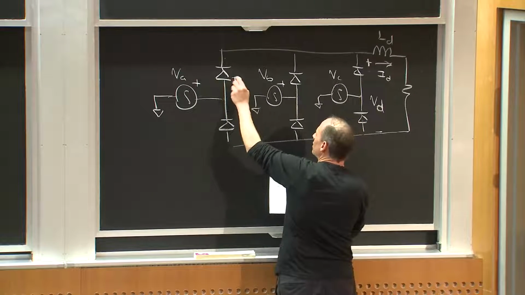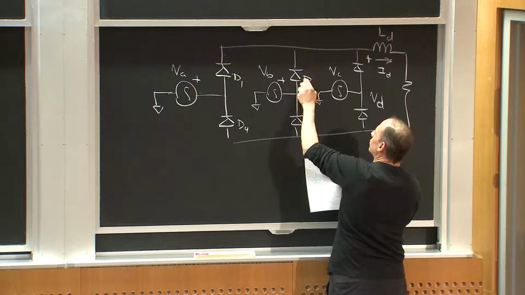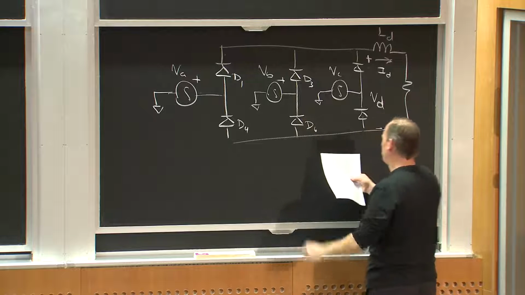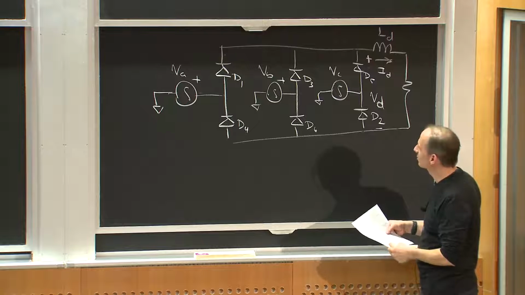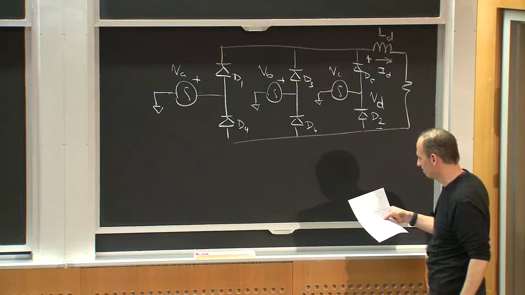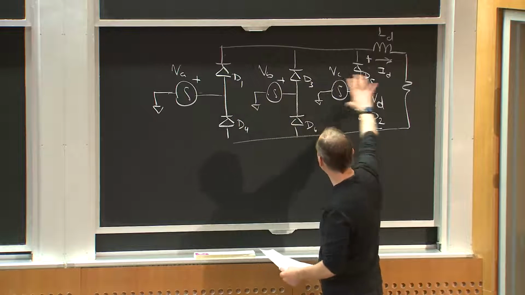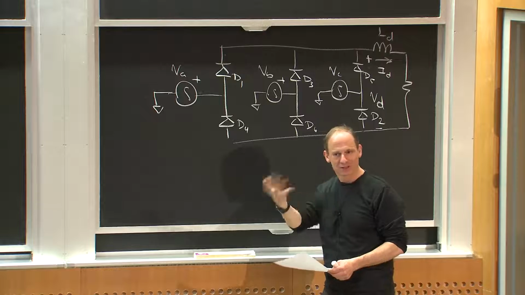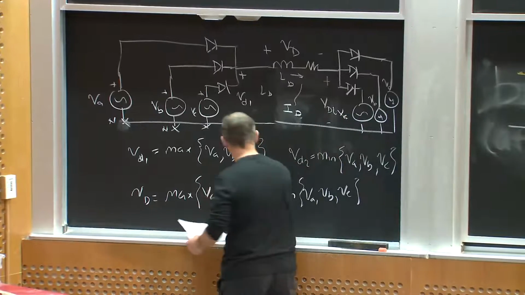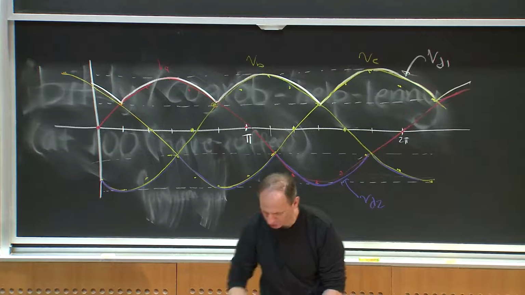Let me give these diodes numbers. This is D1, D4, D3, D6, and D5, and D2. I'm picking these numbers for a very specific reason, and we're going to see this in a minute. Basically, this is going to pick off the maximum of the line-to-line voltages and the maximum of the negative of the line-to-line voltages. So that's essentially the same as this characteristic here. Let me draw what that would look like, and maybe this will become a little bit more clear.